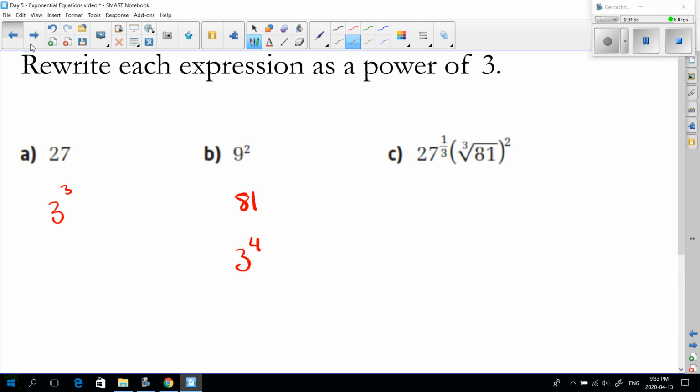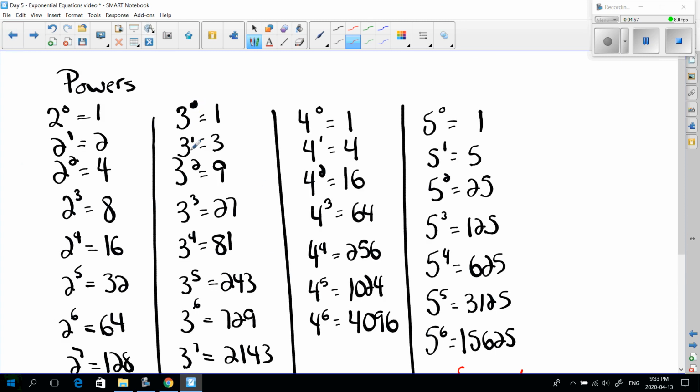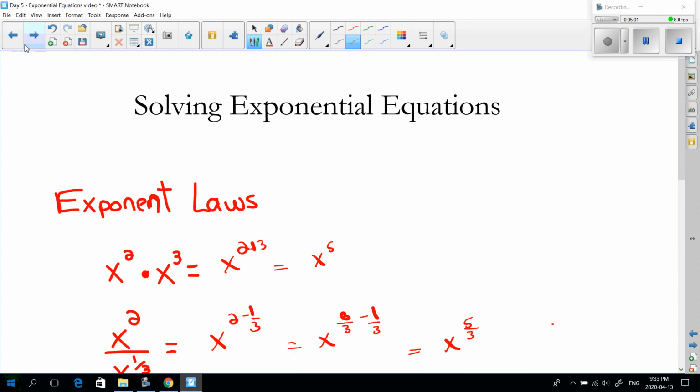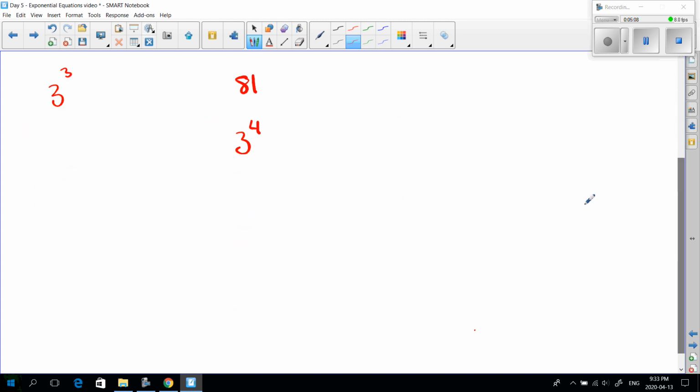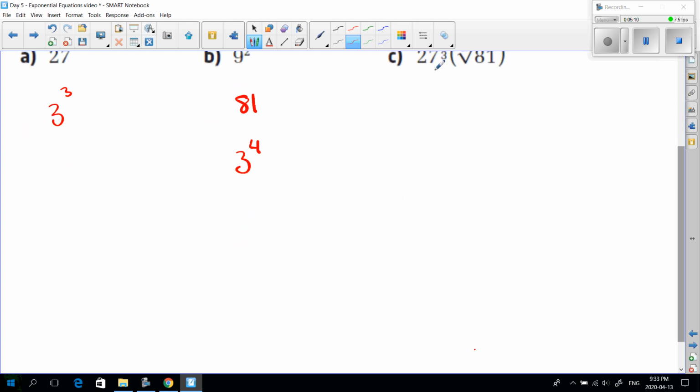That's why I suggested knowing your powers of 3. 3 to the 3rd is 27, 3 to the 4th is 81. I also said it's not necessary to memorize those because we know our change of base formula. If I want to change a base of 27 to a base of 3, I can do the log of 27 divided by the log of 3. I have a base of 27. That's what I'm starting with. I want a base of 3.